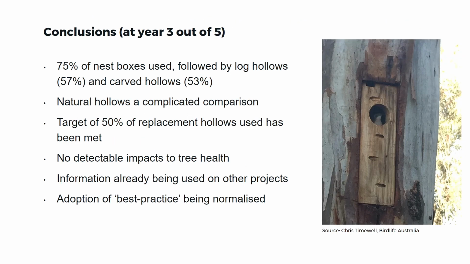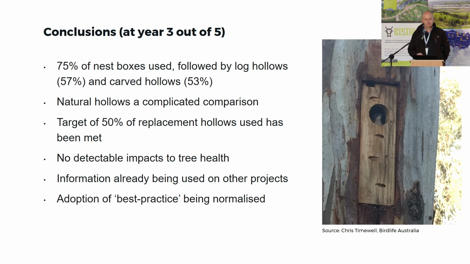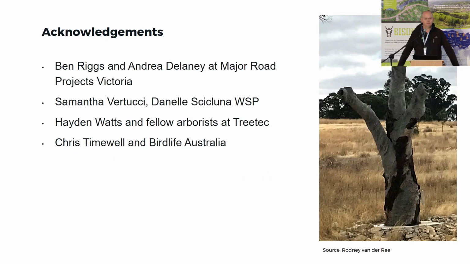So at the end of year 5, our replacement hollow program is working. We've reached that 50% target. There's no detectable impacts on tree health, and the information's already being used by the transport agency on other projects, and that's fantastic. And they're adopting this project as their own. Initially it was us pushing them and saying, let's do this. And now they're saying, hey, we've got this amazing project, we're doing this amazing work, and they're sort of claiming it as their own, which is fantastic. So thank you. I'll be happy to take questions.